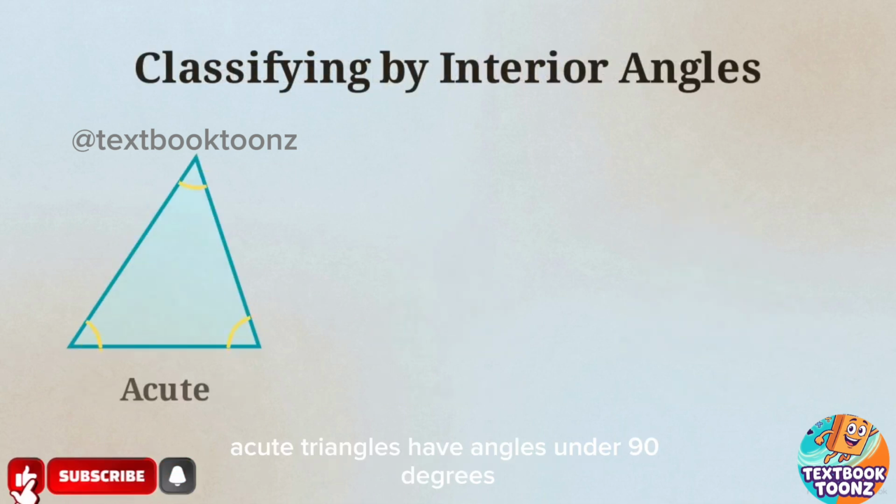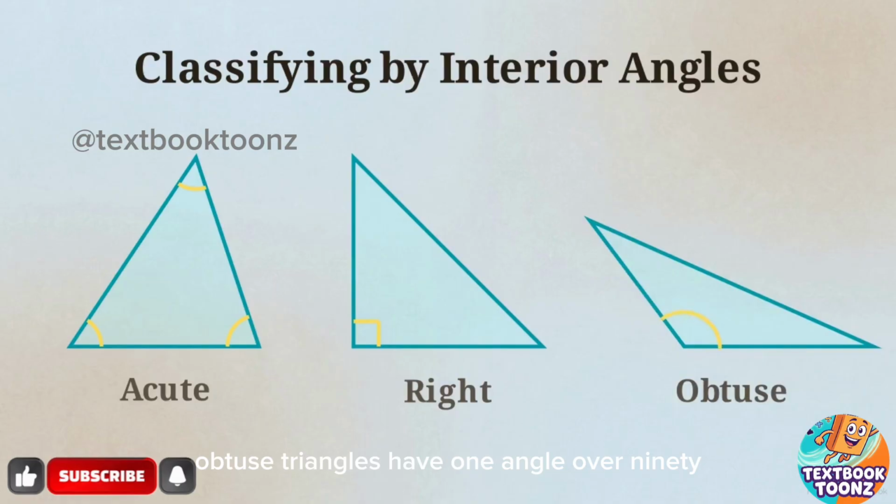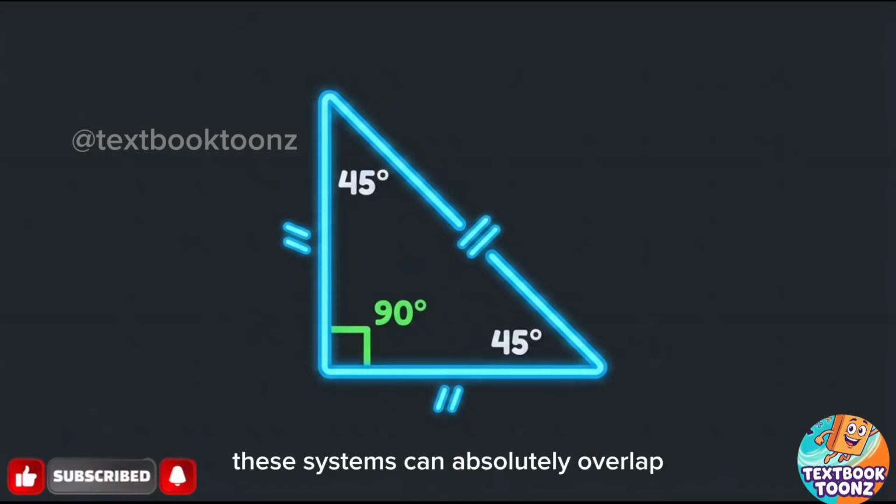Second, by interior angles. Acute triangles have angles under 90 degrees. Right triangles have one 90-degree corner. Obtuse triangles have one angle over 90. These systems can absolutely overlap. An isosceles right triangle, for instance, features a 90-degree corner alongside 2 matching 45-degree angles.